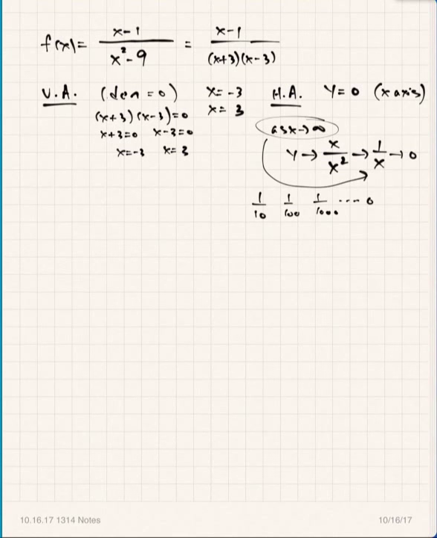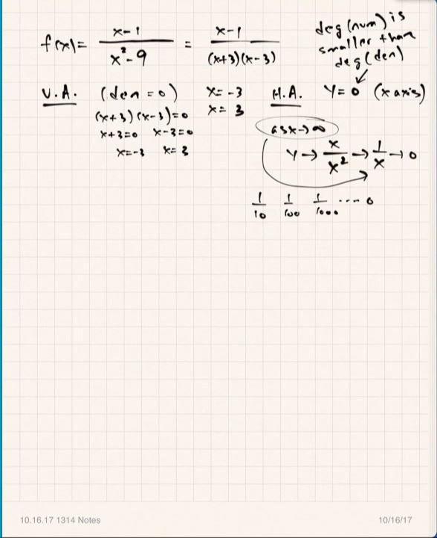I want you to see that this is always what's going to happen when the degree of the numerator is smaller than the degree of the denominator. You're always going to get a horizontal asymptote at y equals 0. That will always be true when the degree of the numerator is smaller than the degree of the denominator.